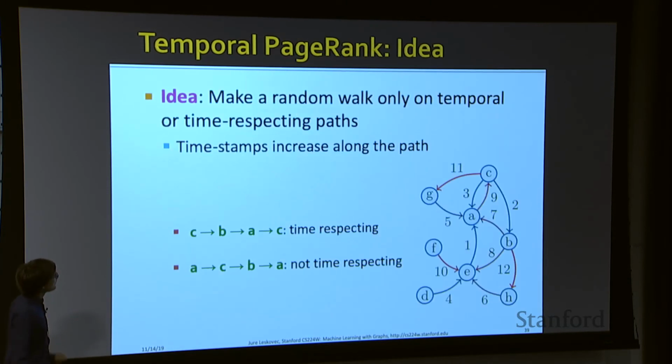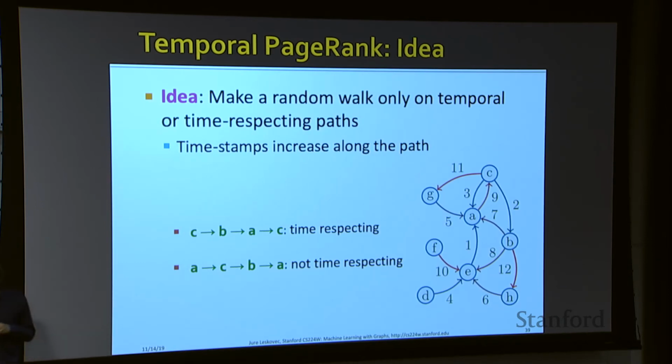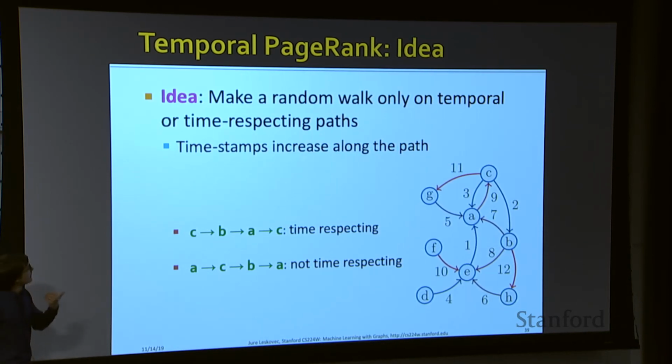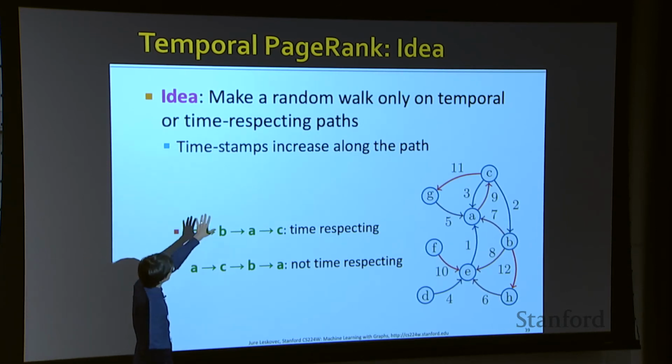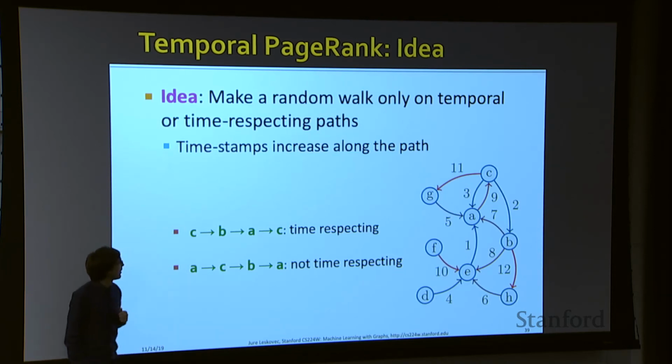So now we want to define a random walk on a temporal, time-respecting graph, right? And again, the idea is that the timestamps need to increase along the path, right?